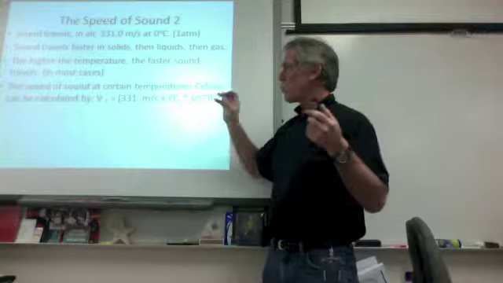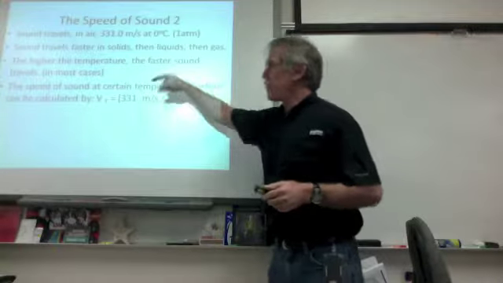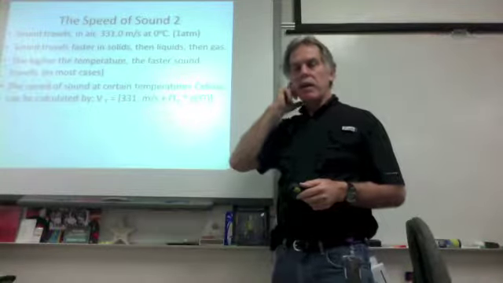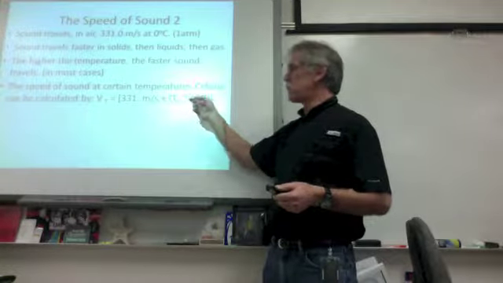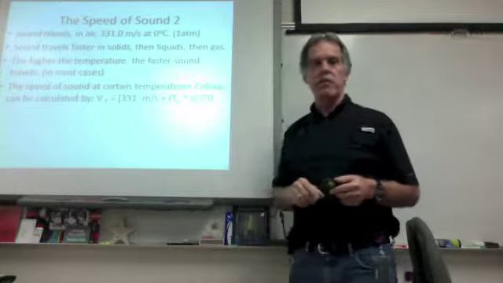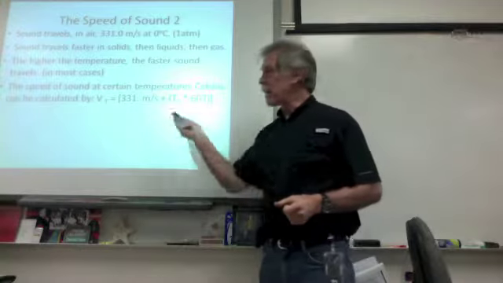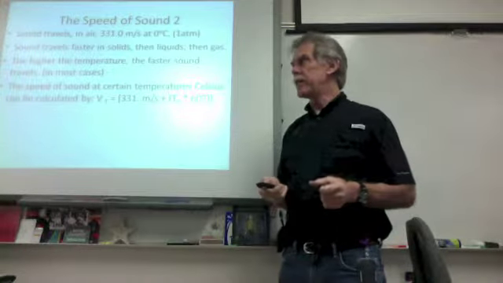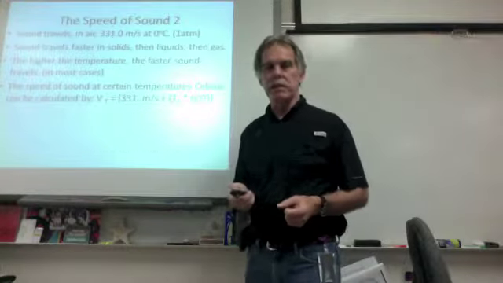So if this were 1 degree, we would put 1 times 0.607 and then add it to 331. If it were 2 degrees, we'd multiply 2. If it were 10 degrees, 10 times 0.607, and then we would end up adding 6.07 to 331. Really not that hard of a formula. You'll be given this formula on the quiz and the test, and you'll have a problem where you'll have to solve with that.